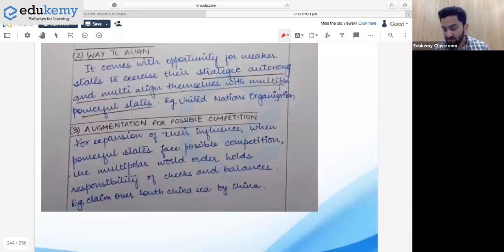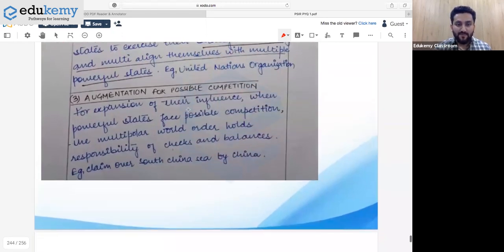Example, United Nations Organization. Yes, so you can use this point, but you can use a better subhead. In place of "way to align," you can use "multiple avenues of alignment." So multiple avenues of alignment are there, and that is why you can just expand on that.